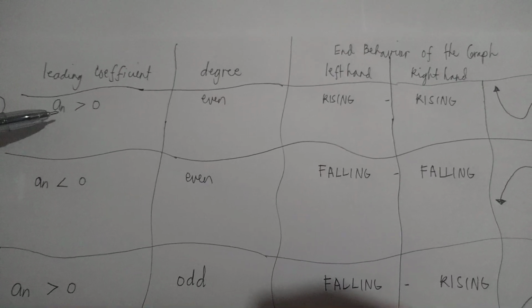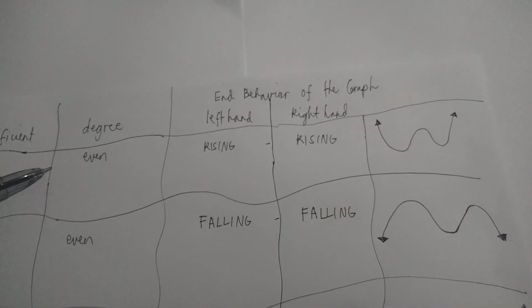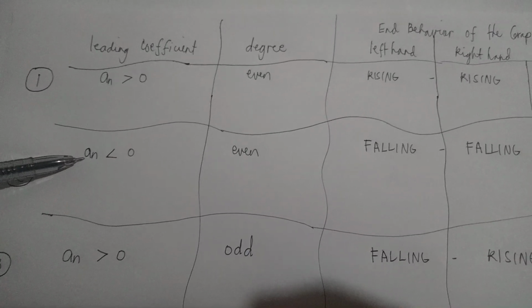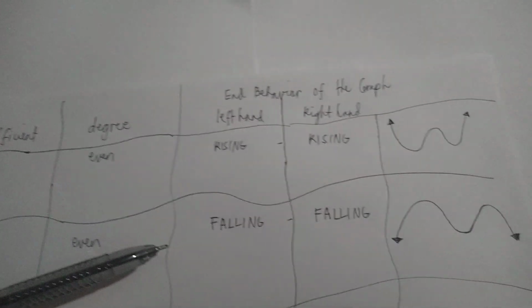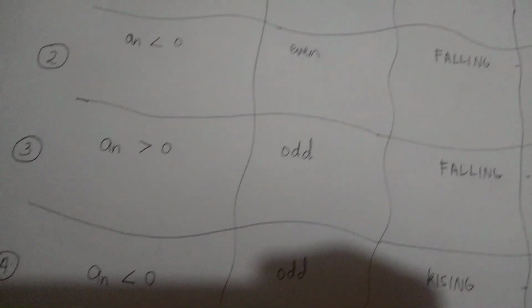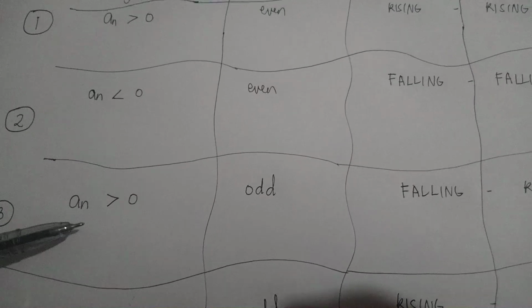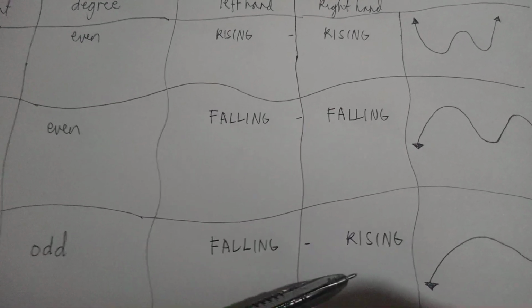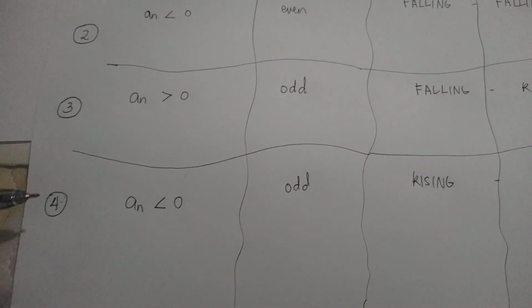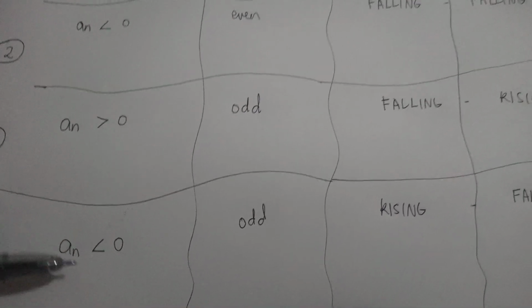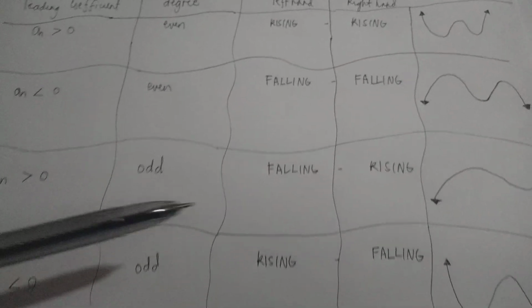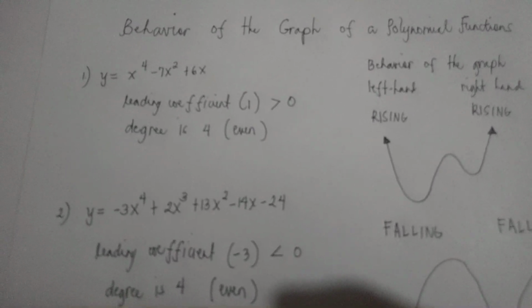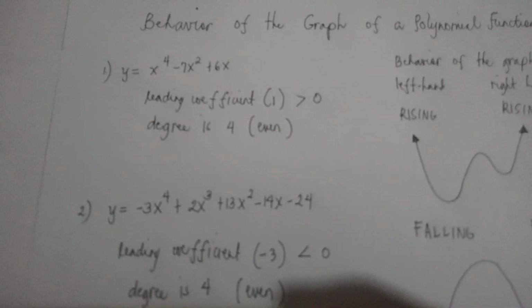To sum up, let us look at this table. If the leading coefficient is greater than 0 and the degree is even, the end behavior is rising. If the leading coefficient is less than 0 and the degree is even, the end behavior is falling. If the leading coefficient is greater than 0 and the degree is odd, the end behavior is falling, rising. And if the leading coefficient is less than 0 and the degree is odd, the end behavior is rising, falling. So that is how we determine the end behavior of the graph by just simply looking at the leading term.